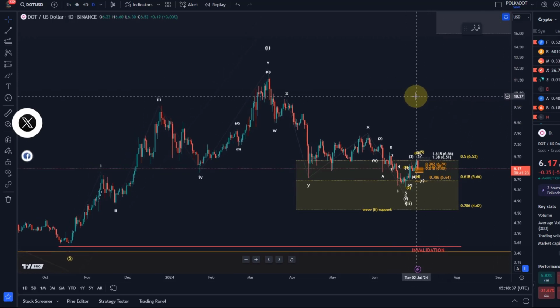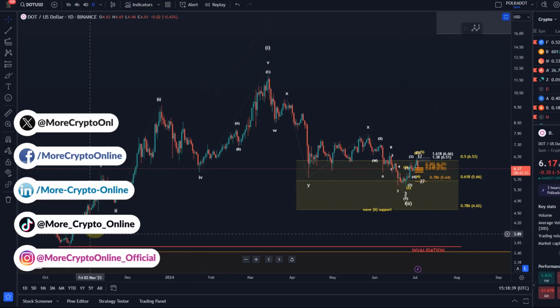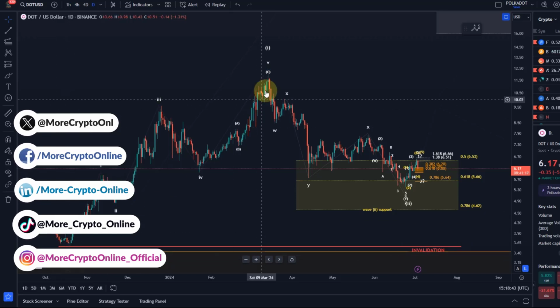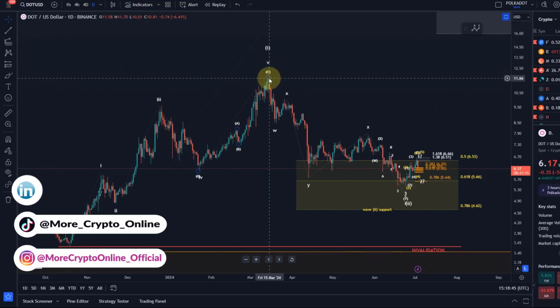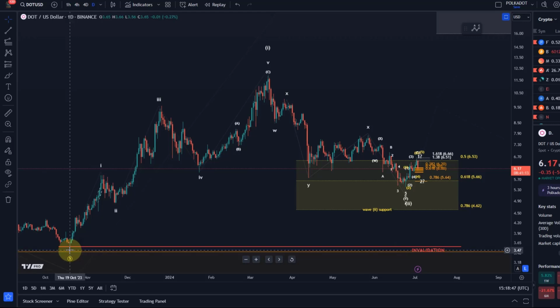On the DOT chart, we want to take a look at the daily time frame first, and the initial move up is still considered a 5-wave pattern from the October low last year into the March high this year. I call it a diagonal pattern, which means, as always, we cannot really trust it. A lot of altcoins are moving in diagonal patterns in this cycle. Doesn't mean it's bearish necessarily, but it means we just can't trust it, right?